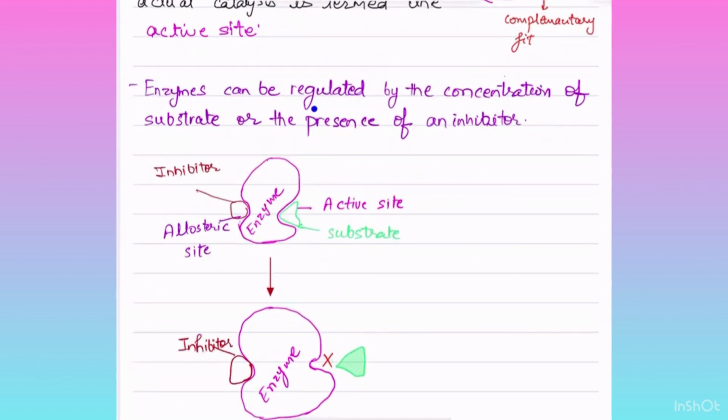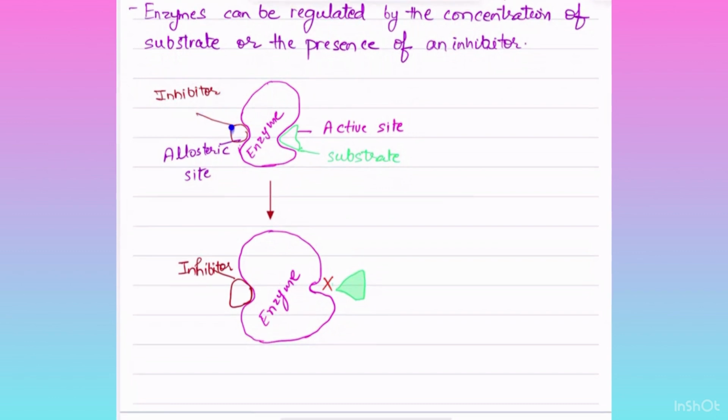Now coming to the regulation part. Enzymes can be regulated by the concentration of substrate or the presence of an inhibitor. An inhibitor can also be called an allosteric inhibitor because it binds to the allosteric site. On the enzyme surface, the place where substrate binds is called the active site, and other than the active site, any pocket present on the enzyme is called an allosteric site. If a molecule binding to this site is an inhibitor, it will inhibit the enzyme substrate interaction in this way. As you can see, it has changed the active site.